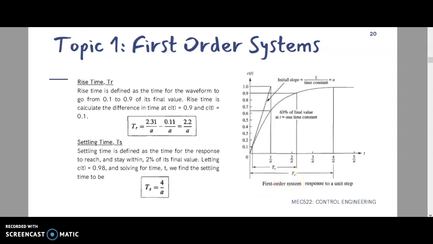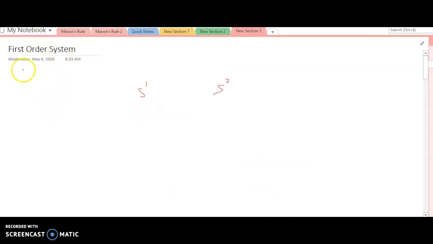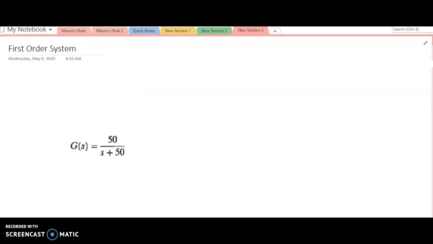So in my slide, there is one example. We want to find what is the time constant, settling time, and rise time. So here I show to you how to calculate this. For the example, we want to find the time constant. So TC equal 1 over A.